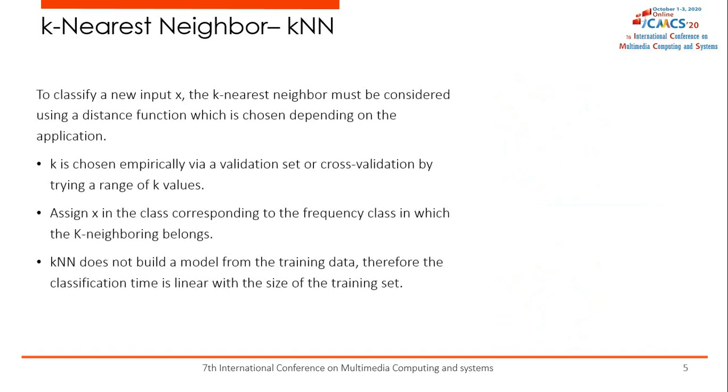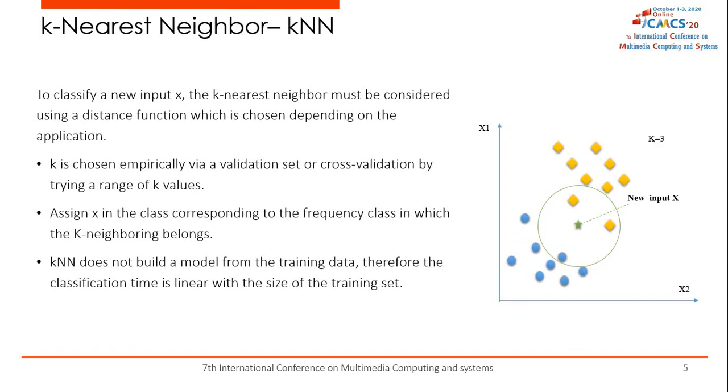The next algorithm is k-nearest neighbor, a non-parametric algorithm which does not consider the distribution of data. It does not have a learning phase. To classify a new input, the distance is calculated between this point and the k-nearest neighbors. The choice of k is an important key to the success of this model.